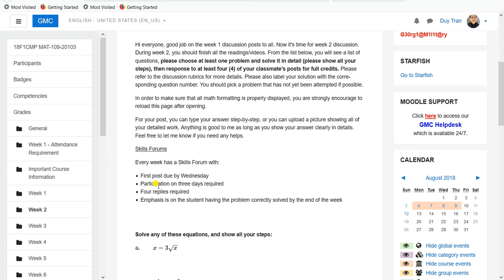So make sure that you log in and then post something to your fellow classmates on at least 3 different days. You can do that on Monday, Tuesday, and Wednesday, or you can do it on, for example, Tuesday, Wednesday, and maybe Friday. Okay, and make sure that you have 4 replies for the whole week.